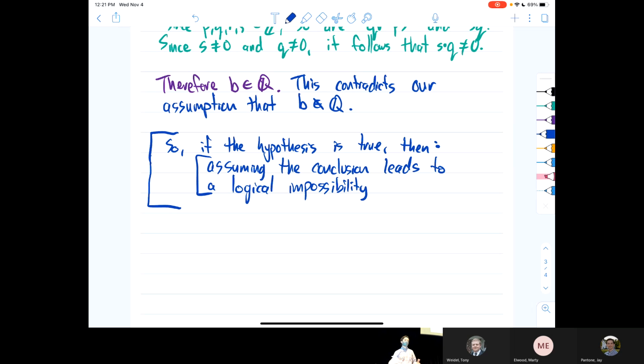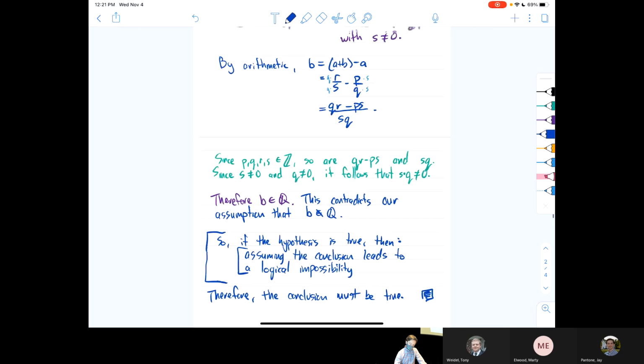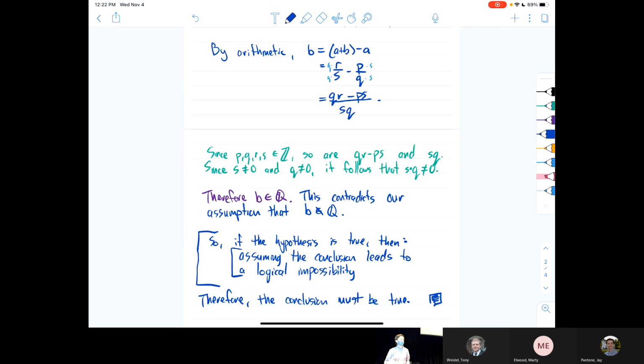This is just kind of an aside to point out once again what contradiction means. We assume the hypothesis is true. Assuming the conclusion is false led to a paradox. Therefore, the conclusion must not be false, must be true. Therefore, the conclusion must be true. And we're done. So we put our little square. So I'll go over the steps again, but let me pause here and see if anybody has questions.